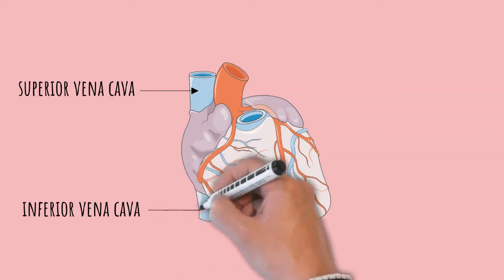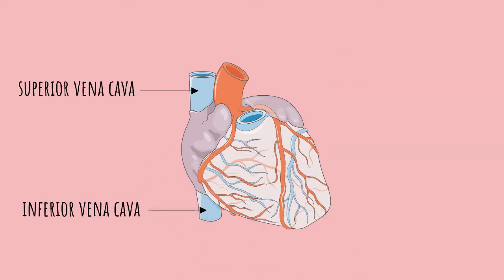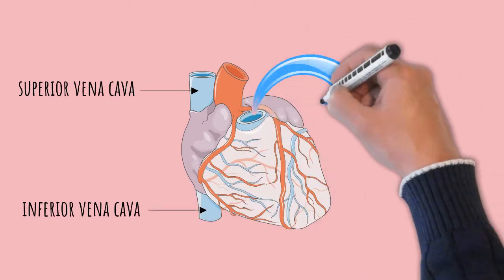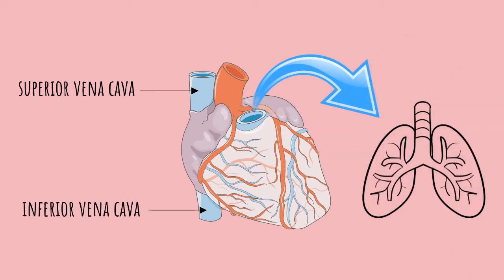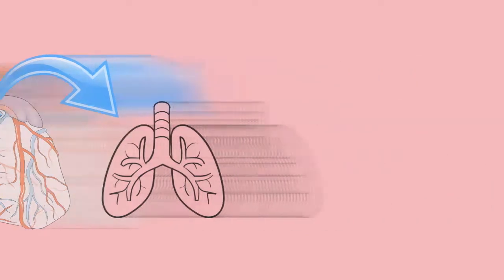Once the blood is back in the heart, it needs to re-enter the pulmonary circulation and go back to the lungs to drop off the carbon dioxide and pick up more oxygen. How does the heart beat?